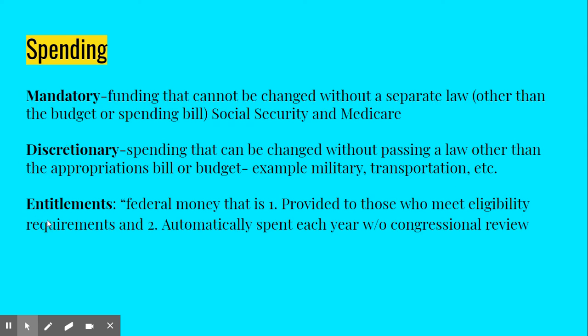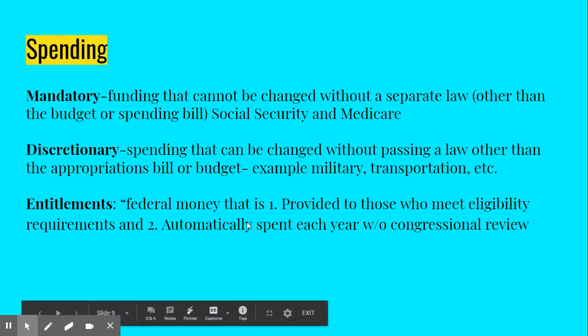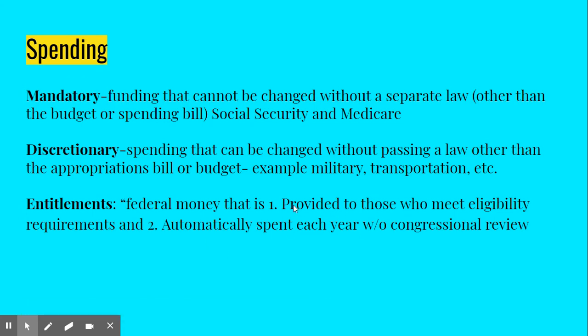And then there are what we call entitlements. This is where federal money is provided to those who meet an eligibility requirement. Okay, so that would be like Social Security. You have to be eligible, right? Medicare, that's an age eligibility. So those are automatically spent each year without congressional review. In other words, those are mandatory. Okay, so entitlements are mandatory.